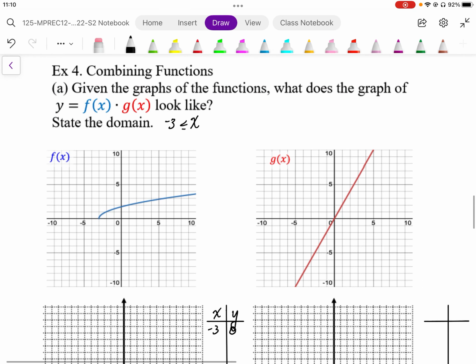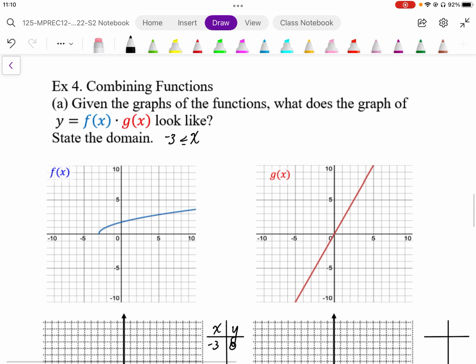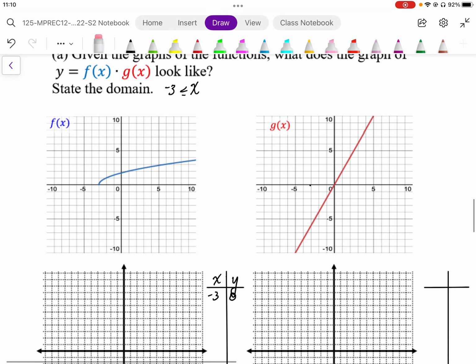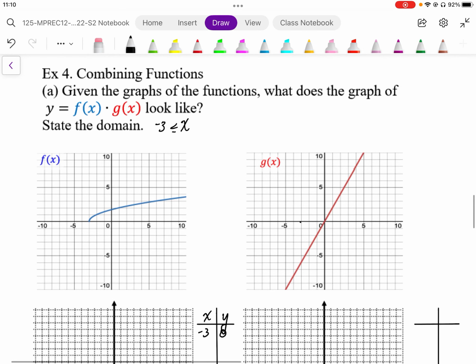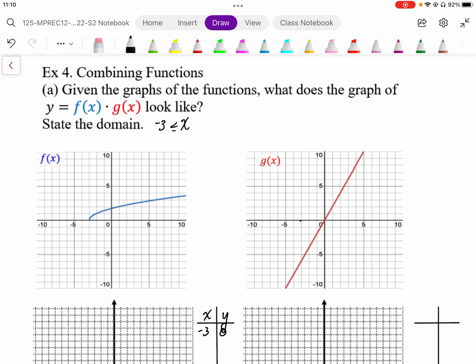When we plug -3 into this expression, the value of y is 0, because 0 times anything is going to be 0. So that's our first coordinate: (-3, 0). I'm just going to plot that here. Once we have that coordinate, we can take a look at what other points might be useful.